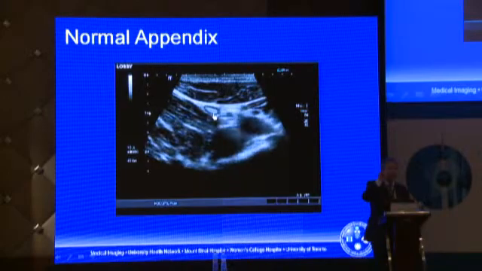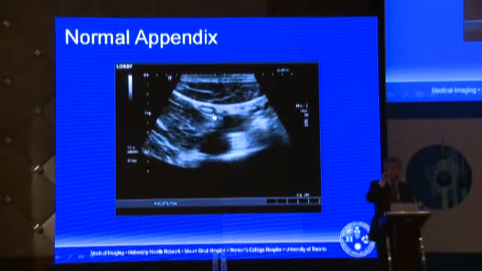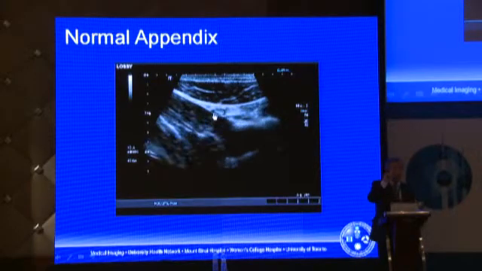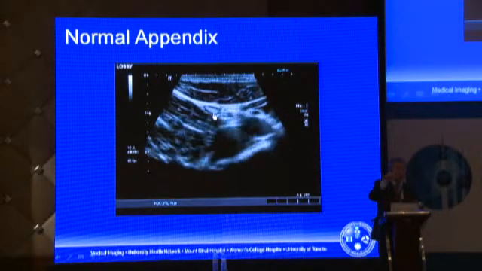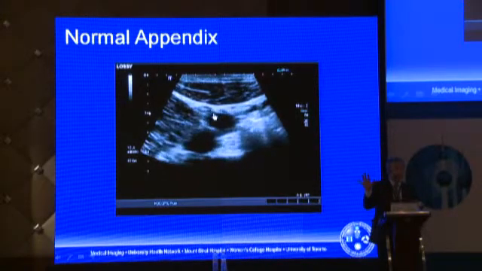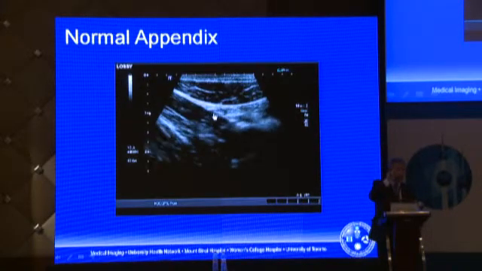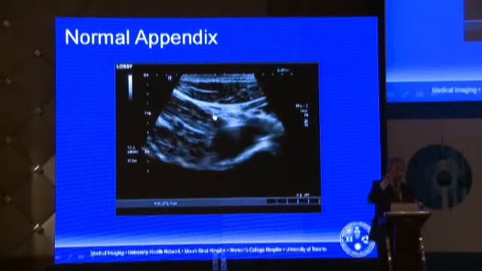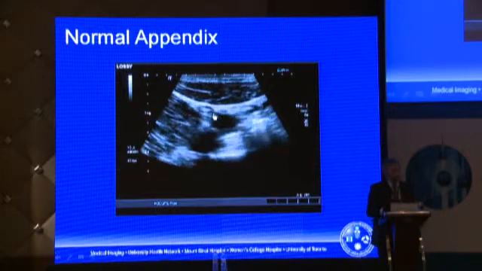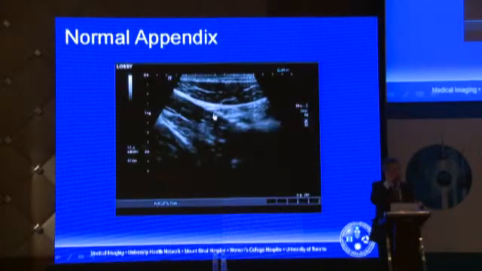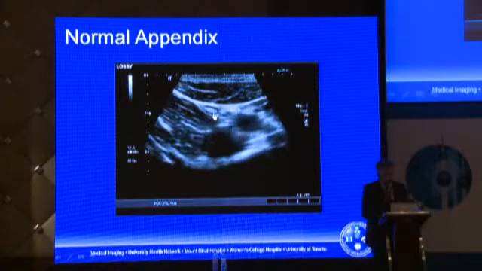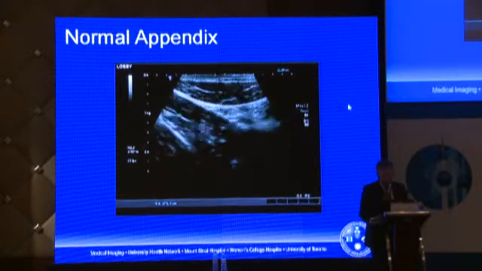Remember, the 6 millimeter rule is for compression sonography. You will frequently see appendixes on CT measuring up to 9 millimeters in patients who are having CT for some other reason. So that 6 millimeter measurement is with compression sonography. There's no thickening of the appendiceal wall here. There's no dilation of the appendiceal lumen. There's no inflammation of the periappendiceal fat.